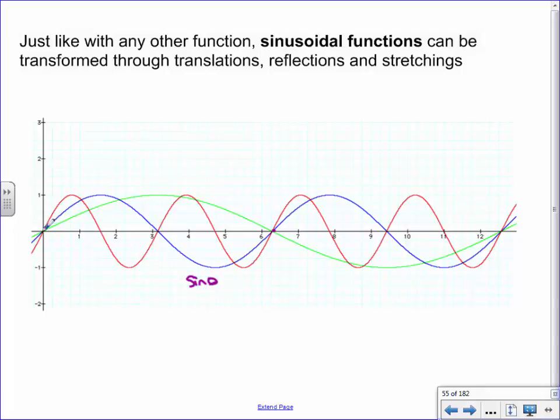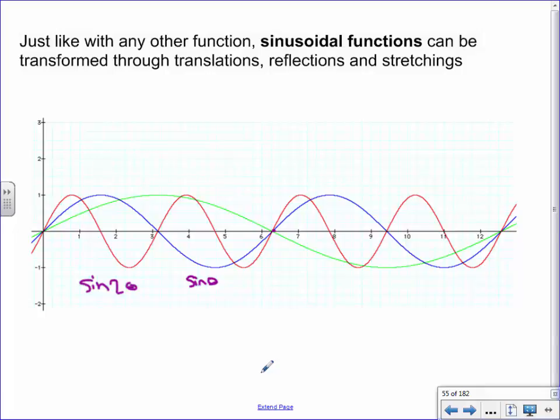Anyone want to take a stab at what the graph is that's this red graph on here? What would make it shorten up like that? What would cause it to do that? What causes the graph to squish in? What do you have to do to make it squish in like that? Yep, so it ends up being sine of 2 theta. If you make it sine of 2 theta, it actually squishes it in.